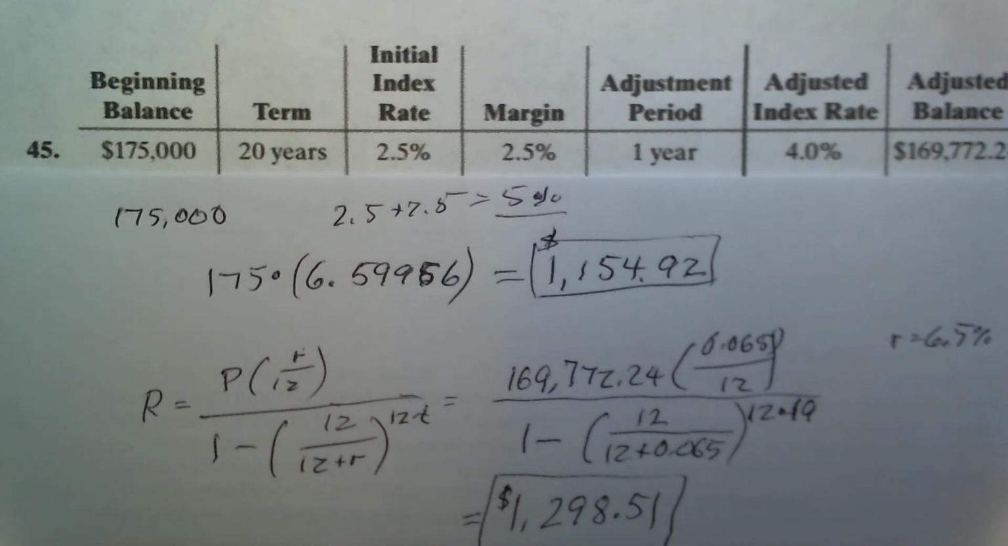So that's for the B part. This was the A part. This is the B part. Now for the C part, we simply subtract 1,298.51 minus 1,154.92. And that is equal to $143.